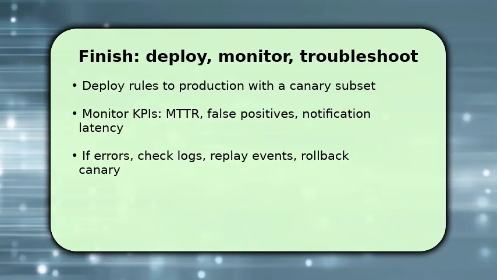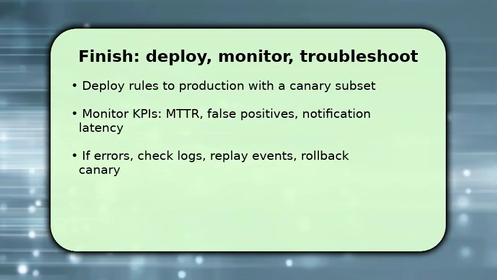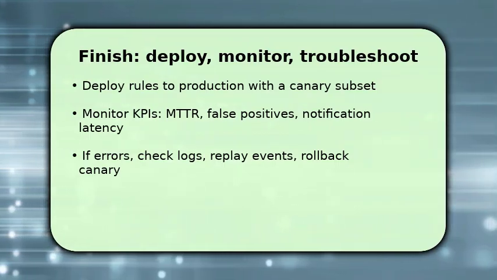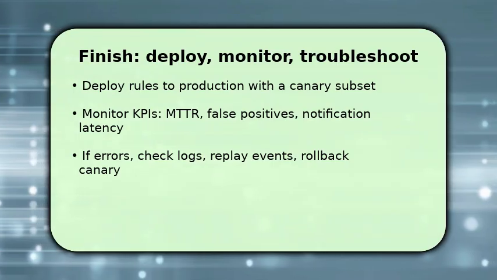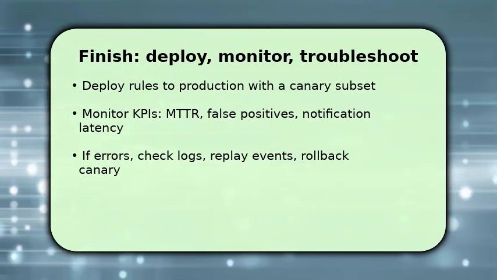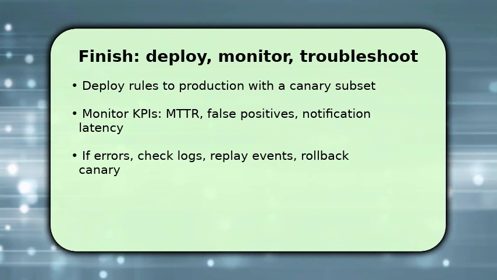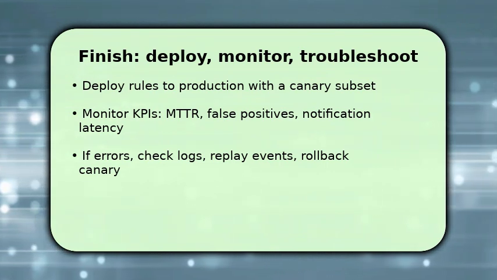If something goes wrong, first check system logs and replay failed events to reproduce the issue, then roll back the canary and patch the rule. One key troubleshooting tip: reproduce the error in a sandbox before wide rollback to avoid masking the root cause.